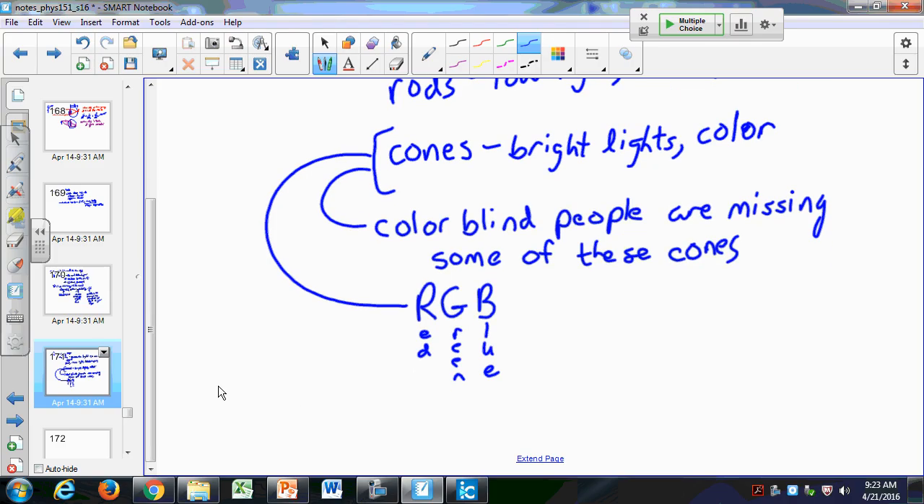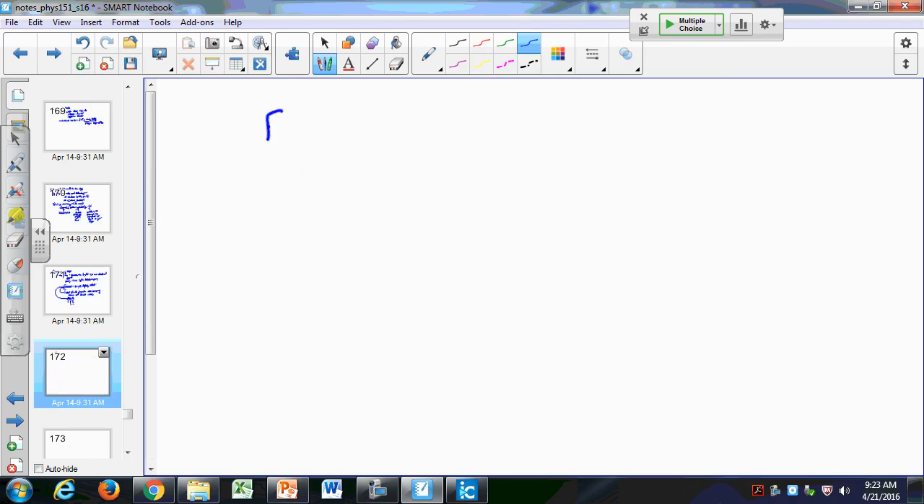The retina also contains the fovea and the optic disc. The fovea is at the back of the eyeball.